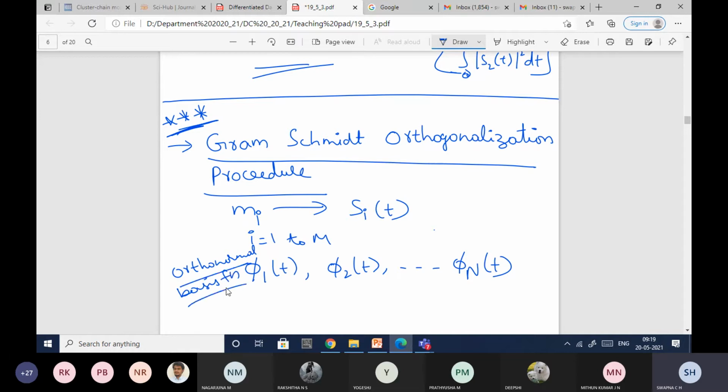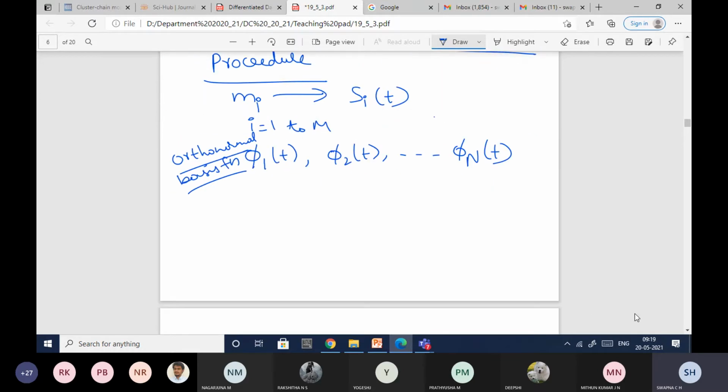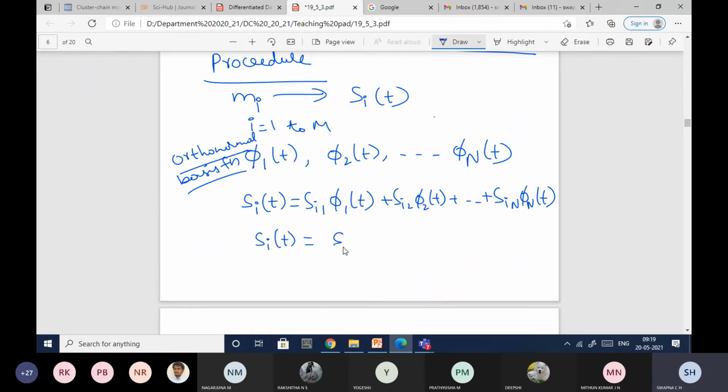So I will be able to represent si of t in terms of these orthonormal basis functions. Si of t is equal to si1 phi 1 of t plus si2 phi 2 of t plus and so on plus siN phi N of t. These equations you know already. In short, I can write si of t as summation j equal to 1 to N of sij phi j of t.